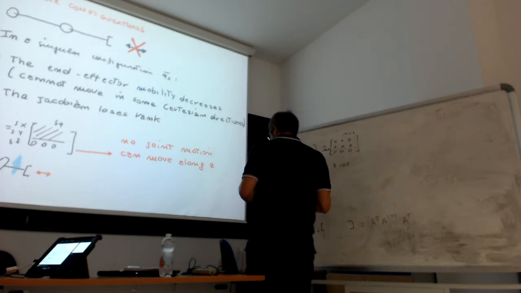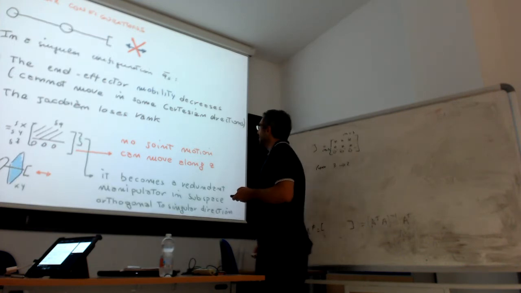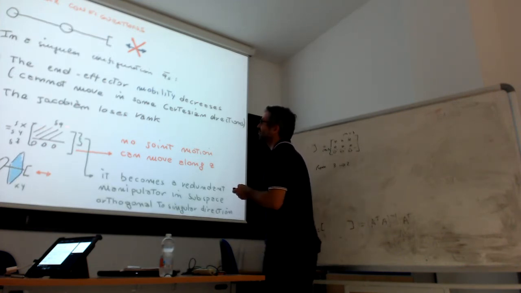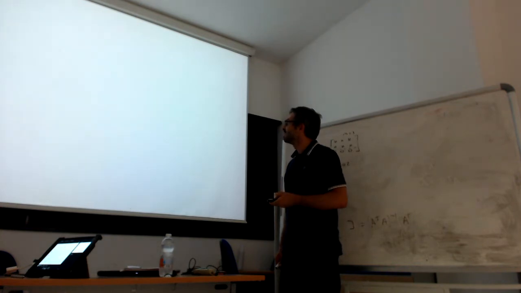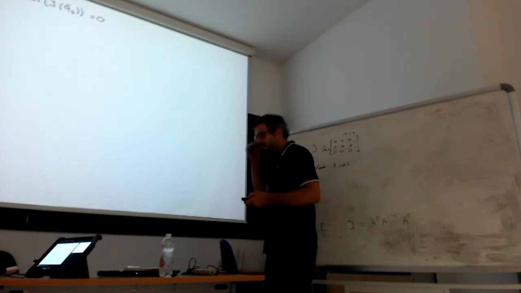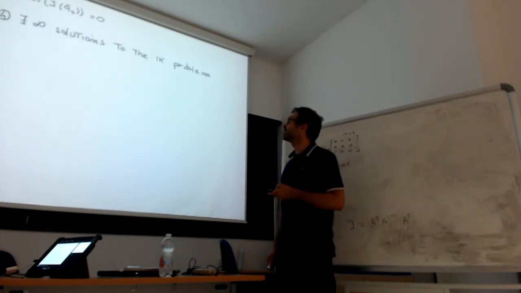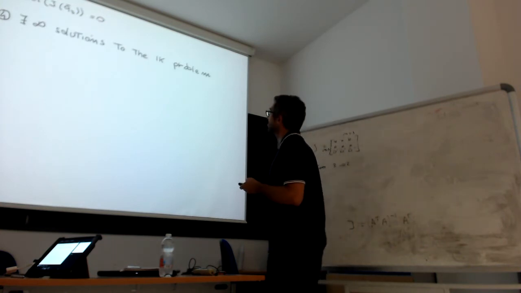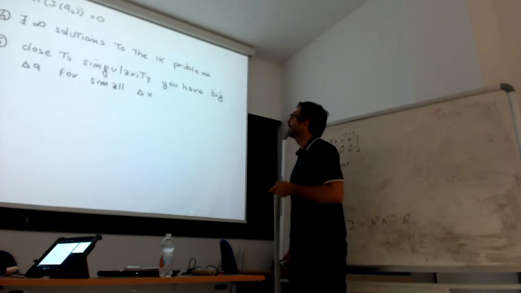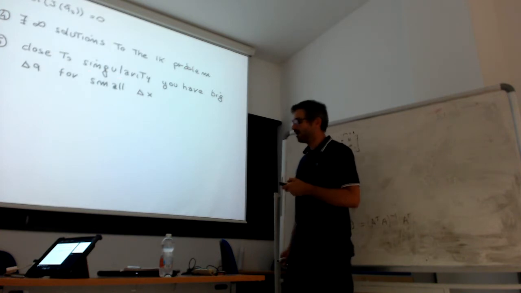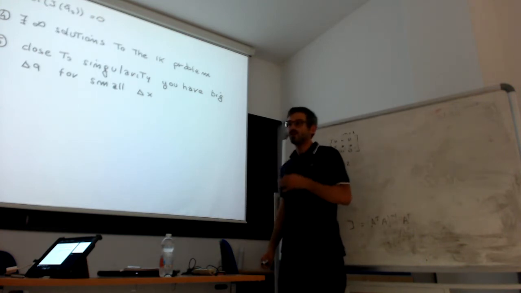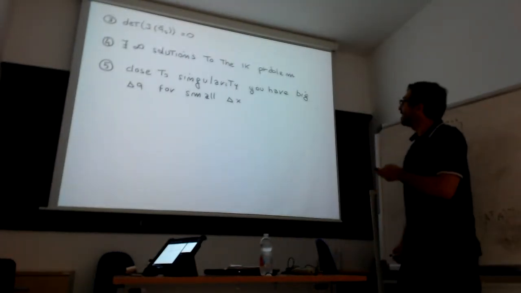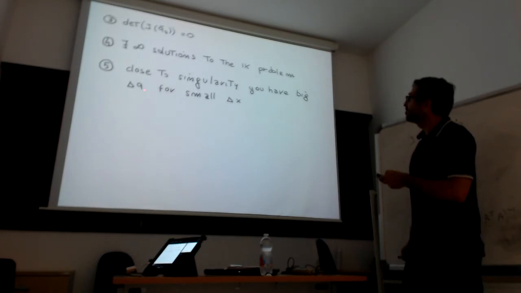And so a singularity is related to a loss in rank, and the robot becomes a redundant manipulator because you have 3 joints in a subdimensional space, in the space orthogonal to the singular direction. The fact that the rank drops shows up as the determinant of the Jacobian matrix going to zero at the singular configuration, and also in the fact that there are infinite solutions to the inverse kinematics problem. And close to singularity, the Jacobian gets ill-conditioned, because the determinant starts to get very close to zero, so you have a singular value that's dropping dramatically to zero. Then you have big delta Q for small delta X.